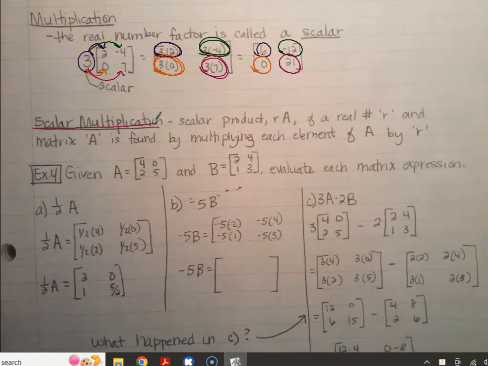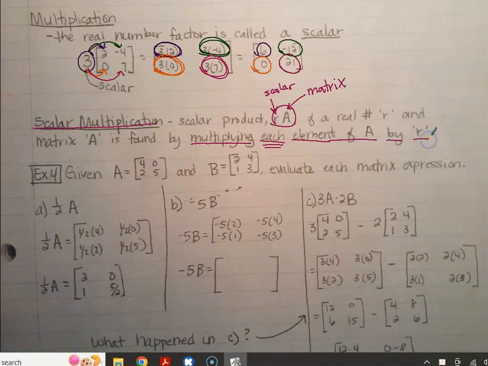Okay, but it says the scalar product. So the scalar product is R times A. So R is the scalar, A is the matrix. Remember, because the matrix is named with a capital letter. So the scalar product, R times A, of a real number R and the matrix A is found by multiplying each element of A by R. That's what I just showed you up here. We're multiplying each element of the matrix by the number outside, by the scalar, or the R.